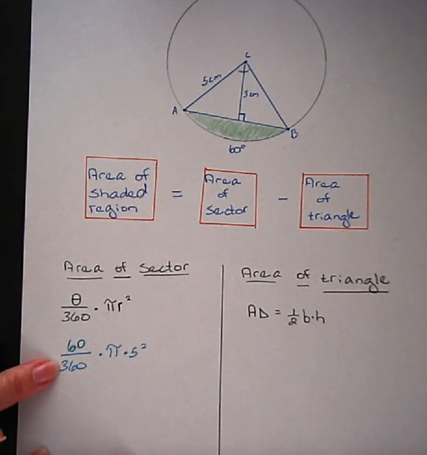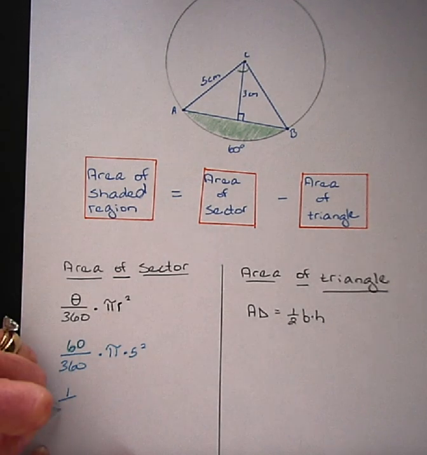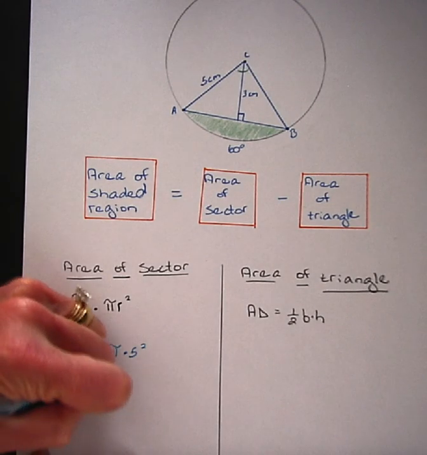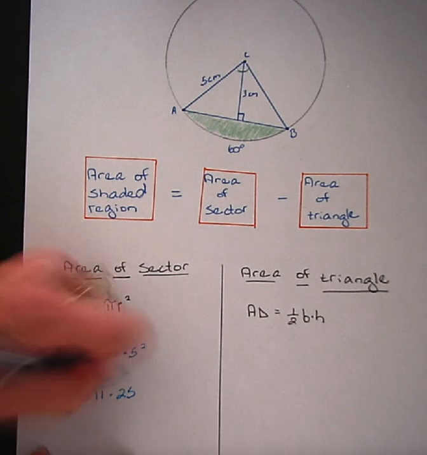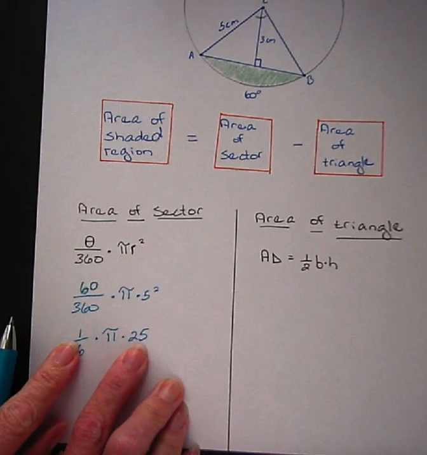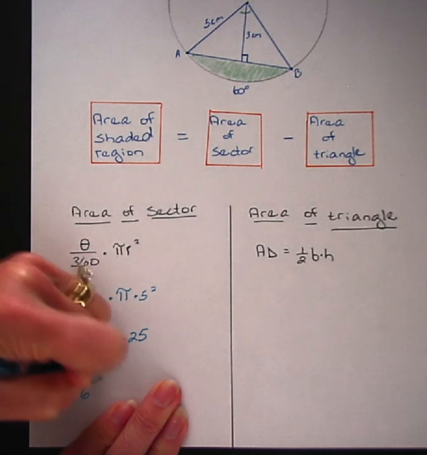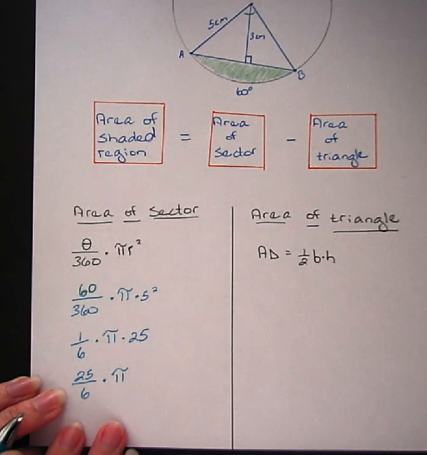All right, let's simplify this a little bit. 60 will go into 360 6 times, so 60 divided by 60 is 1. 360 divided by 60 is 6, so that simplifies down very nicely. Times my pi, and 5 squared is 25. Now you can simplify it even further by just saying 1 times 25, which is 25, so I get 25 over 6 times my pi.